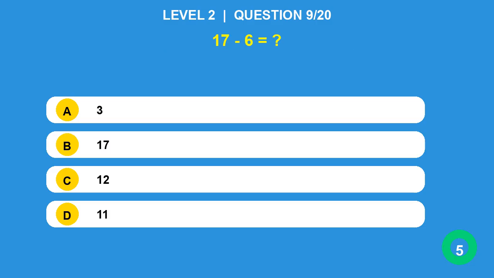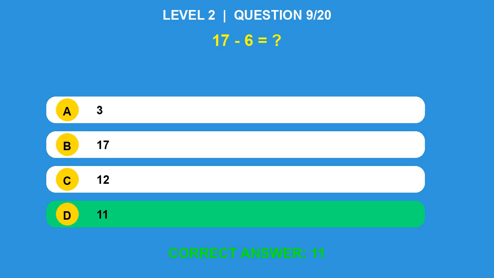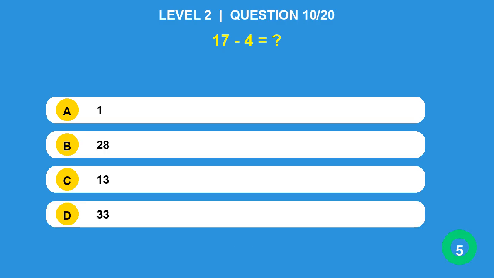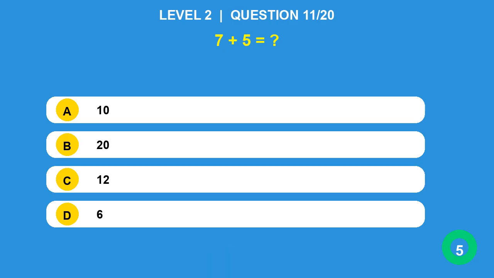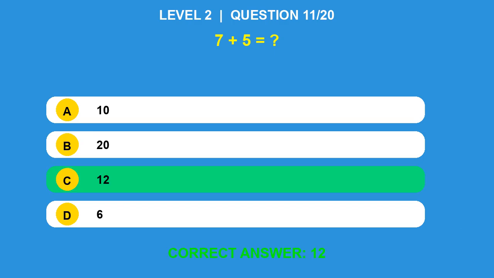17 minus 6 equals? Answer is 11. 17 minus 4 equals? Answer is 13. 7 plus 5 equals? Answer is 12.